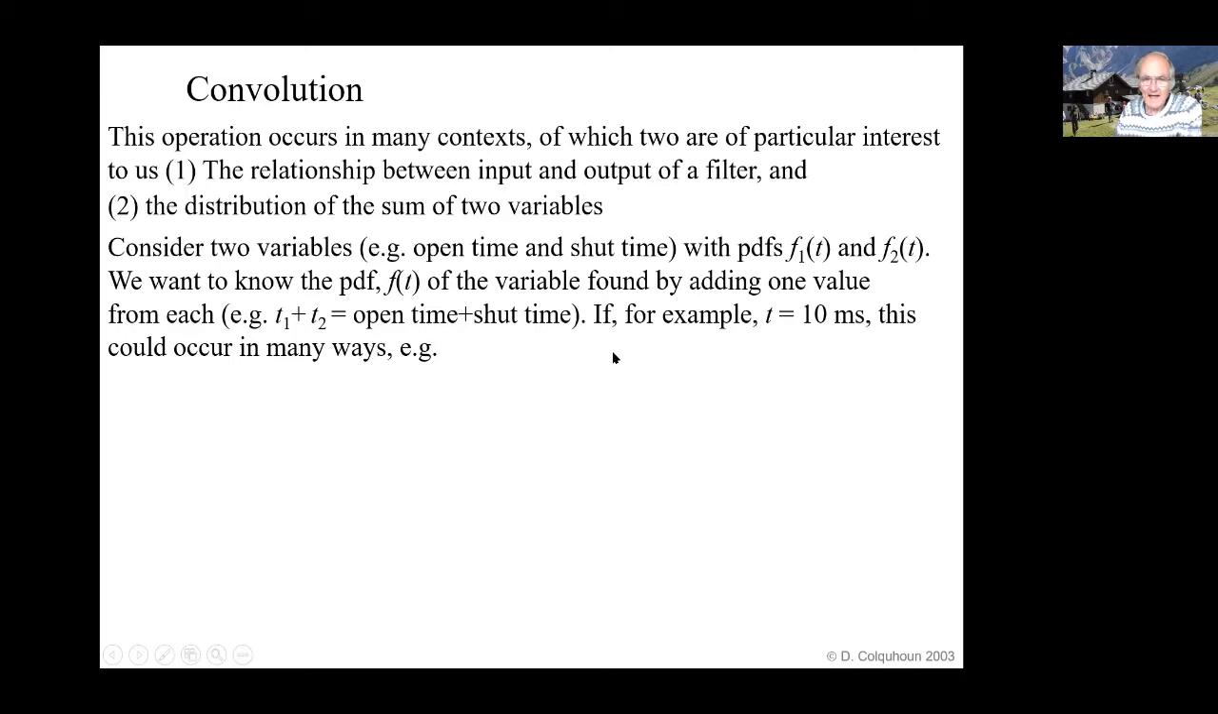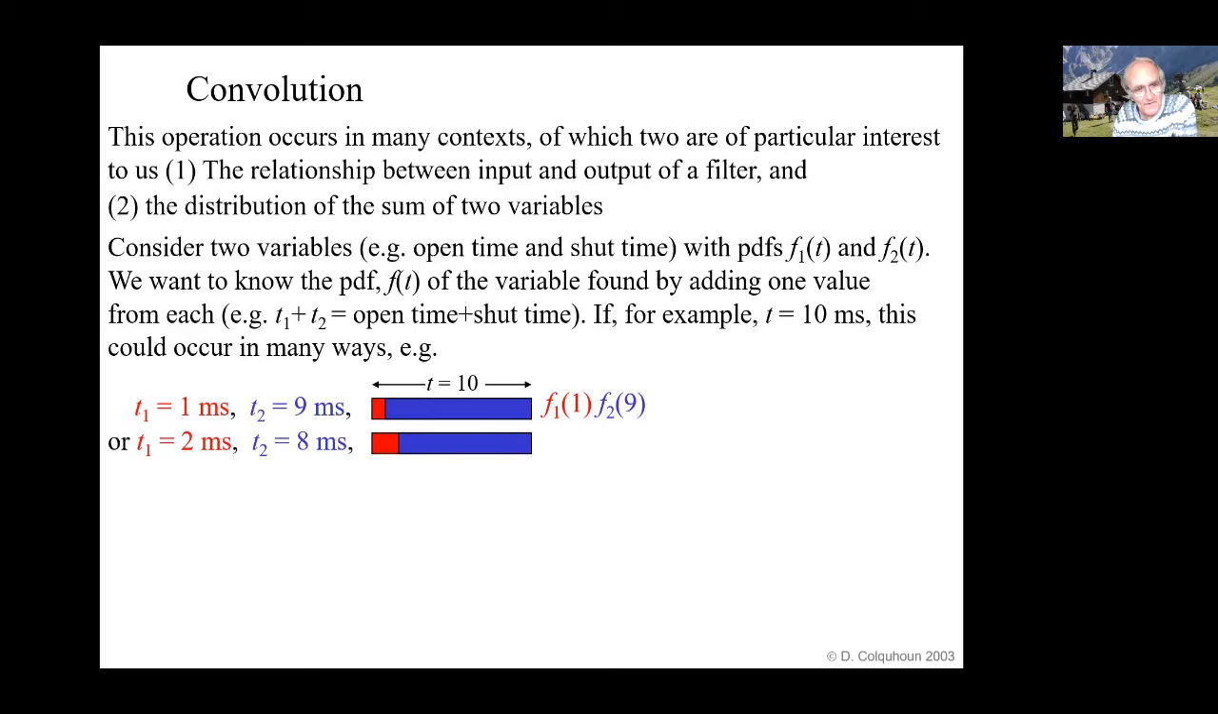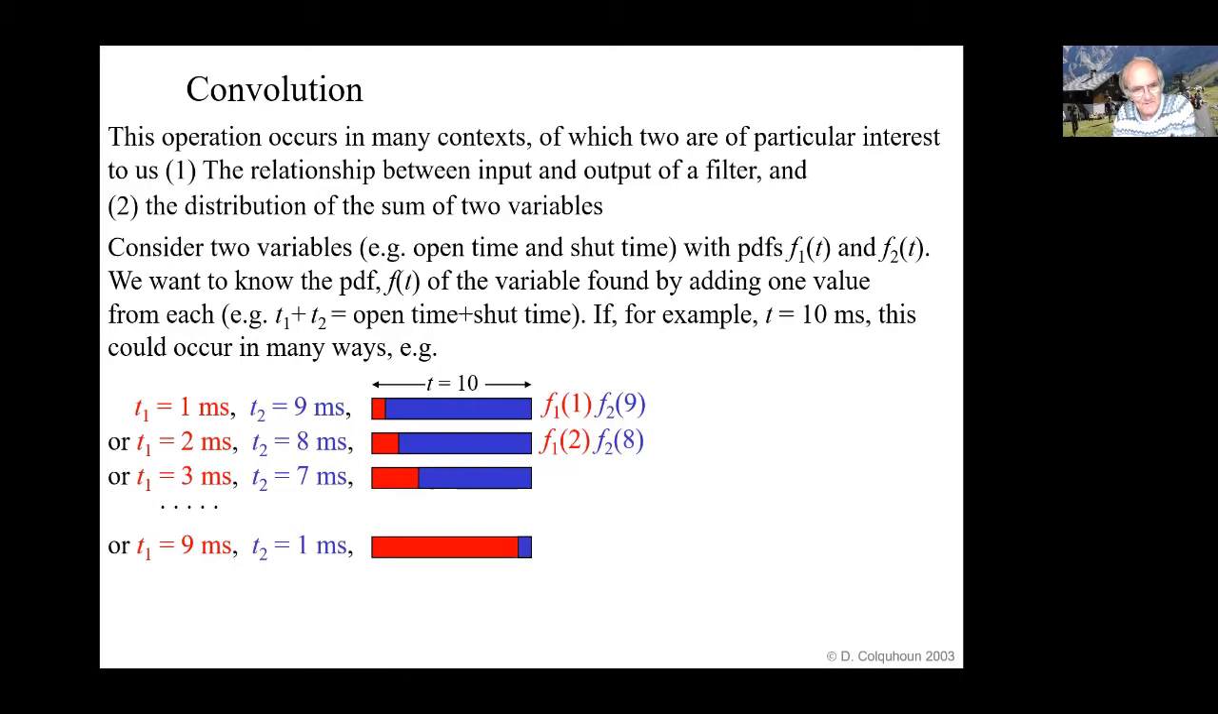And when you think about it, this sum could be made up in different ways. We want the probability density for the sum being 10 milliseconds. It could be made up with the first sojourn being 1 millisecond and the second being 9 milliseconds. But we also get a 10 millisecond sum by the first interval being 2 milliseconds and the second being 8 milliseconds. Or the first being 3 milliseconds and the second being 7 milliseconds. Or the first being 9 milliseconds and the last being 1 millisecond.